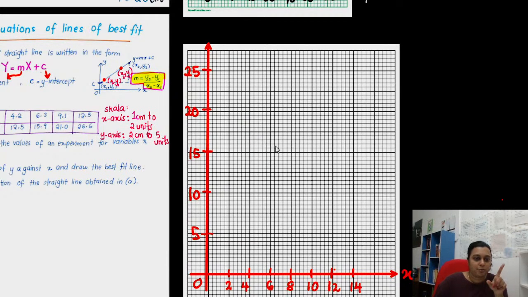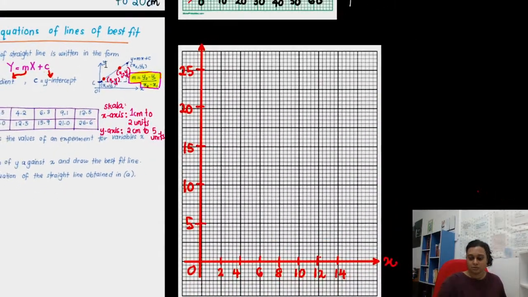Let me see, 26 is the highest. If that is 25, then do I need extra space or not? 5 divided by 10 boxes, so 25. So I don't need. That should be fine. Now since we already drew the scale, let's plot the points.